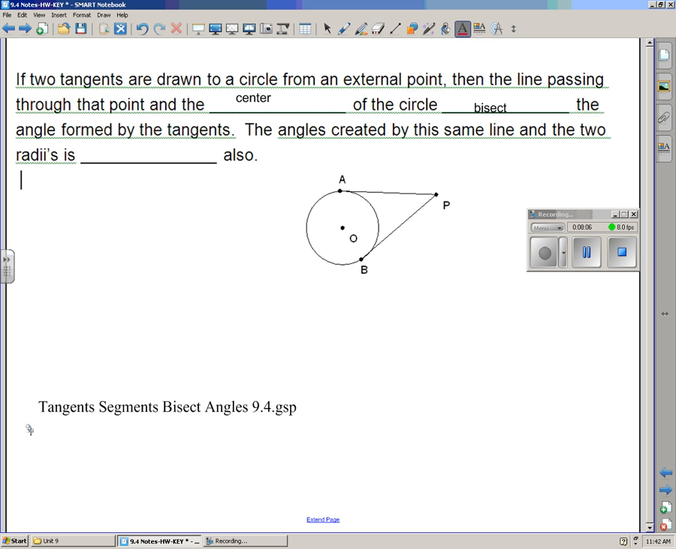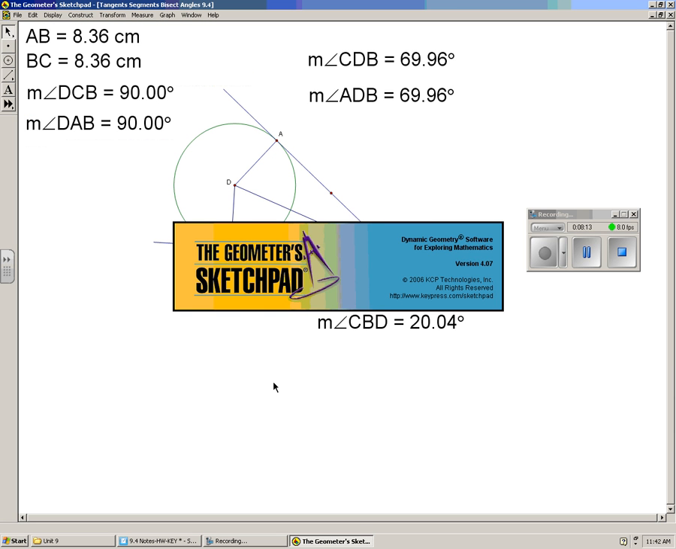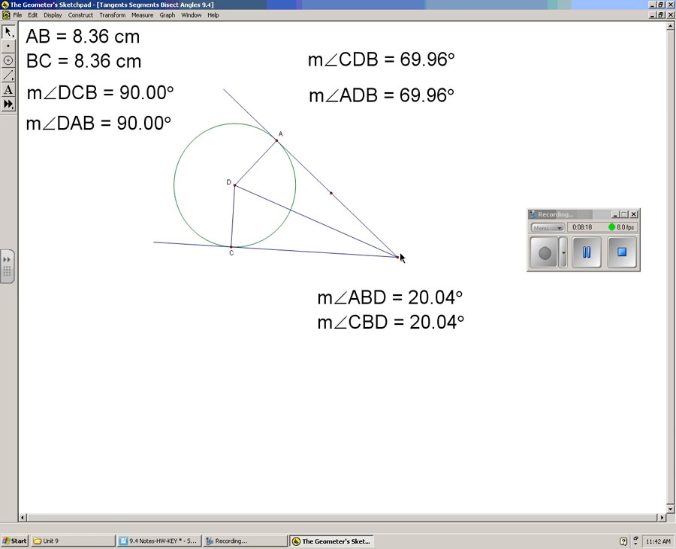If I were to take these tangent segments, what's happening here, and I need to go back just a second. If two tangents are drawn to a circle from an external point, then a line passing through that point and the center of the circle bisects the angles formed by the tangents. So we know that the radii drawn to the point of tangency are right. We've got that already. And then take a look at the tangents that are congruent, right? So from B to A and from B to C are congruent.